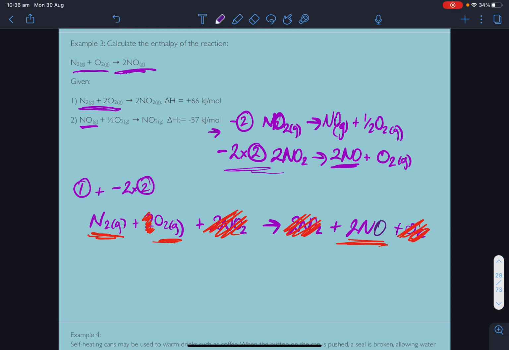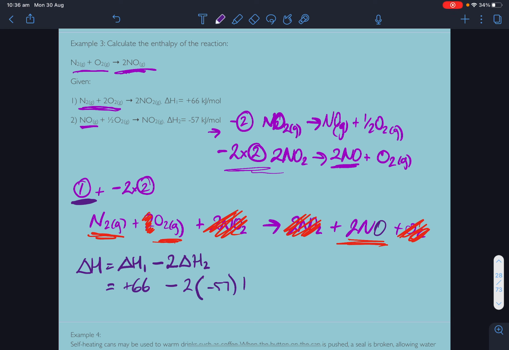What I took was, my enthalpy is going to equal the enthalpy for 1, because remember I didn't do anything for 1. And then what did I do to 2? I reversed it and multiplied it by 2. So negative 2 times the enthalpy of 2. Enthalpy 1 is positive 66 kilojoules per mole, and negative 2 times negative 57 kilojoules per mole. That's not a good 7. That's a bit better.